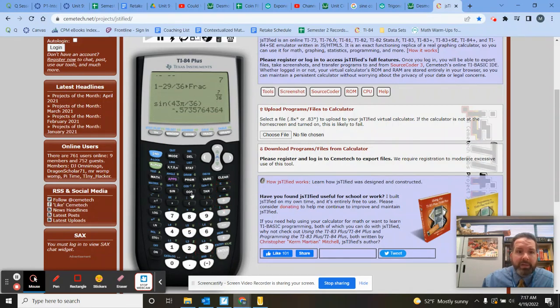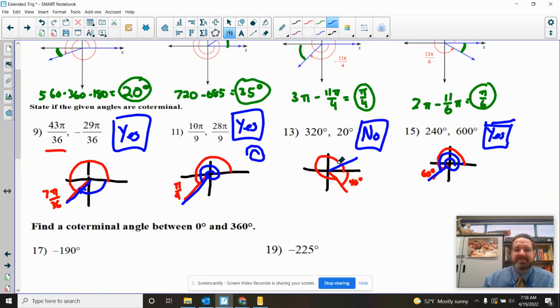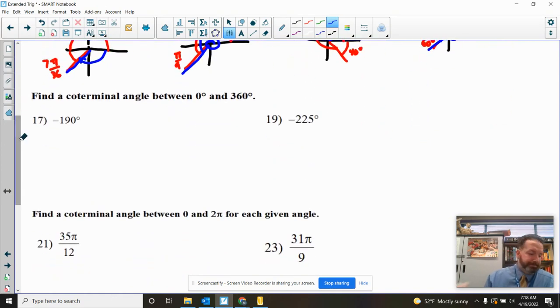Gives me that number. Let's check now the other one, sine of negative 29 pi over 36. Okay, get the same number. That's not enough though. You've got to check the cosines as well. So second enter, second enter. Now let's check the cosines. Second enter, second enter. If and only if the sines match, do the cosines also match? Yes, they do. Well, then that's another way to check and see if they're coterminal. I actually like that.